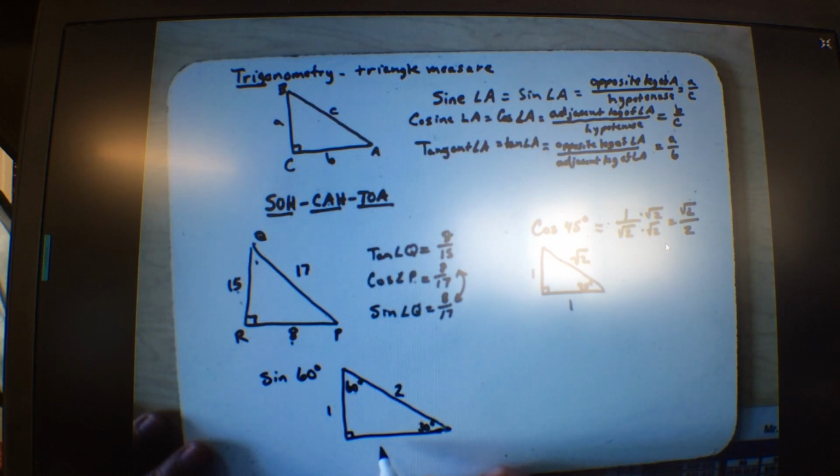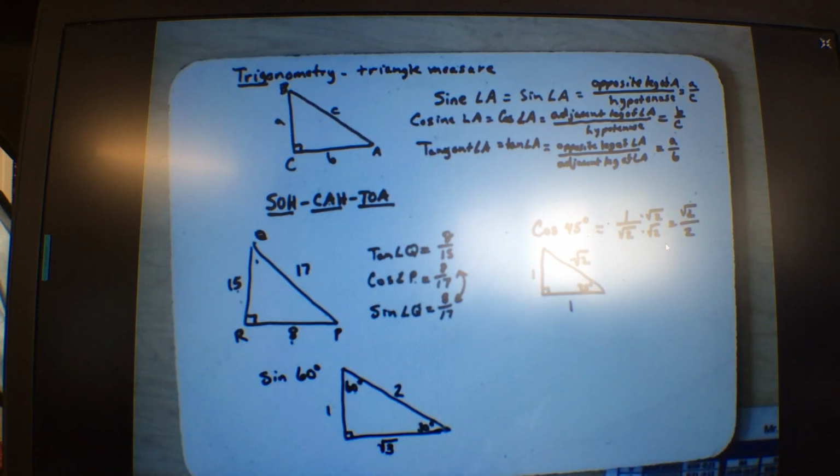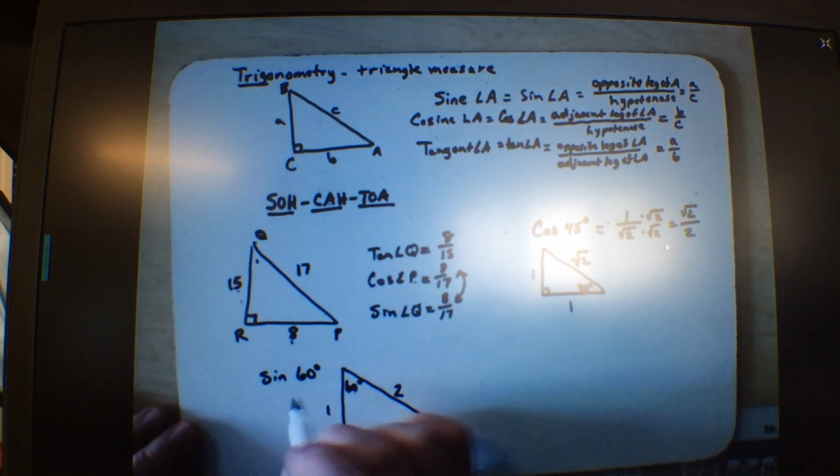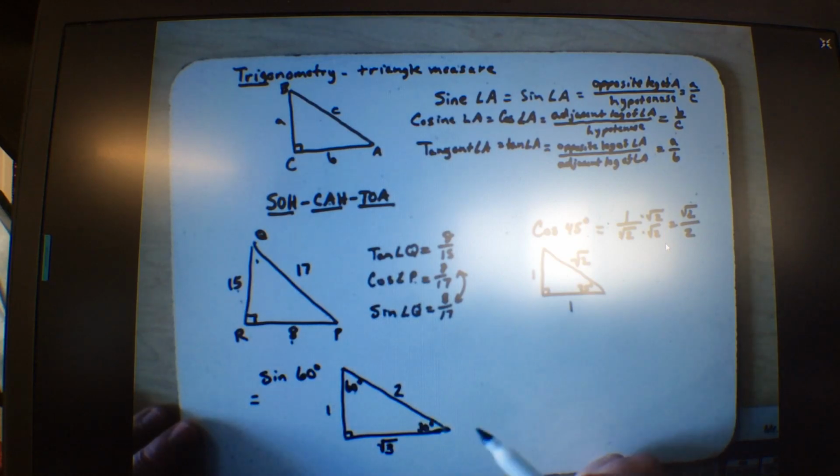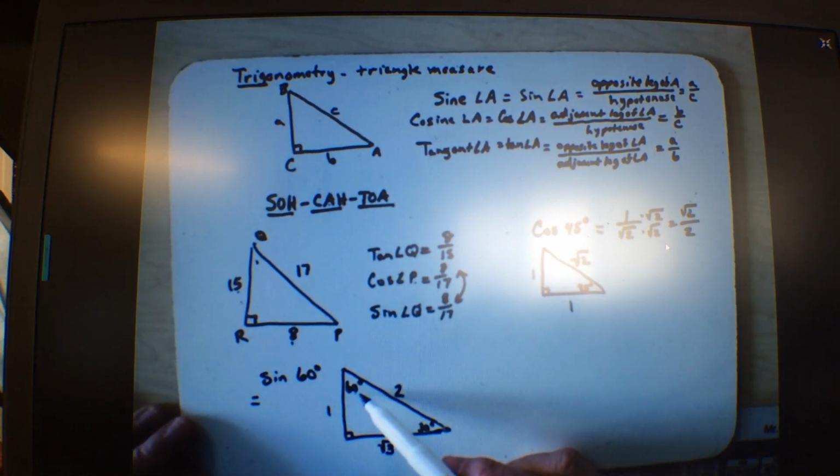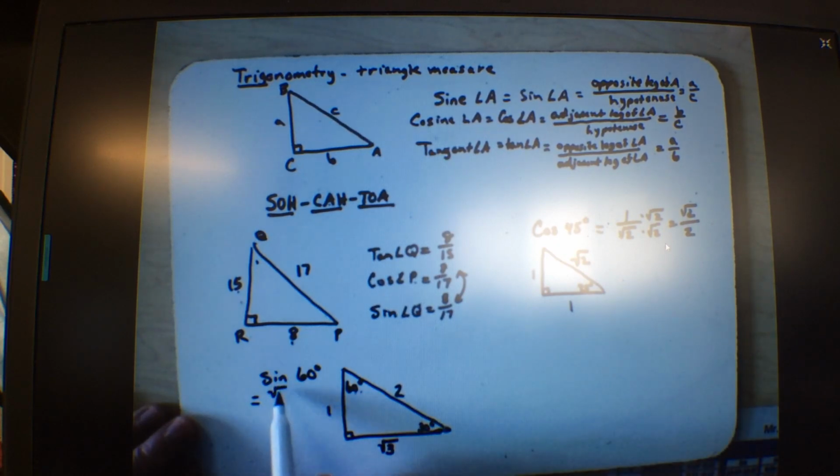Short leg times the square root of 3. So it's the square root of 3 times 1, which is the square root of 3, correct? Yes. So the sine of 60 degrees: we go to the 60-degree angle, right? It is opposite, which is the square root of 3, over 2. That's correct.